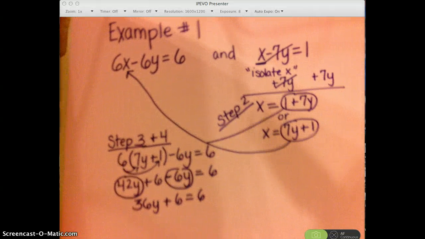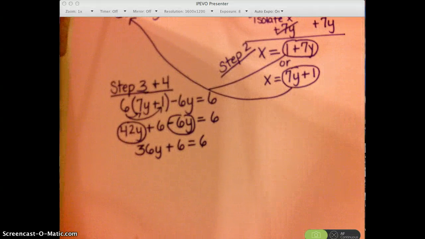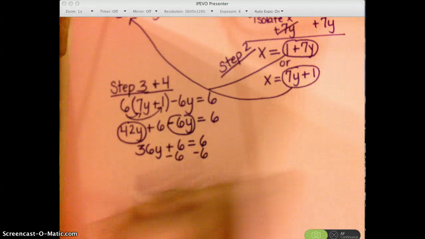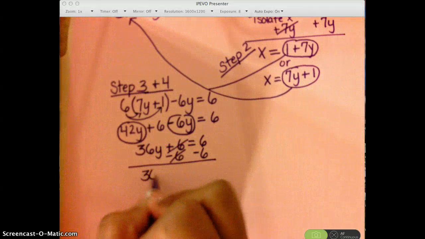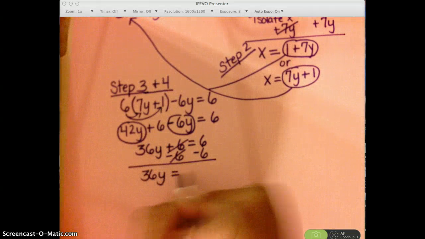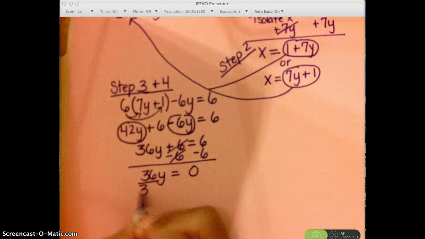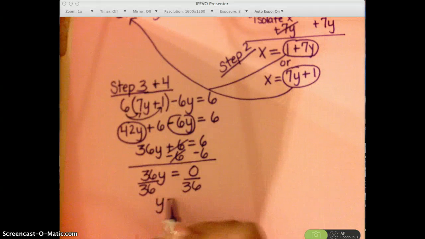Okay, then the next thing we want to do is we're trying to solve for y, so we've got to isolate the y. I'm going to subtract 6 from both sides here. These cancel, and I get 36y equals 0. Now we're going to divide by 36, and you get y is equal to 0.